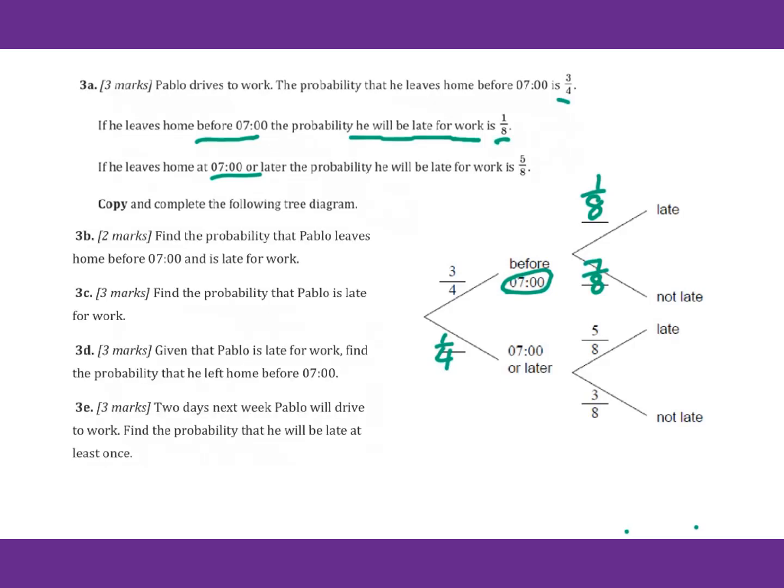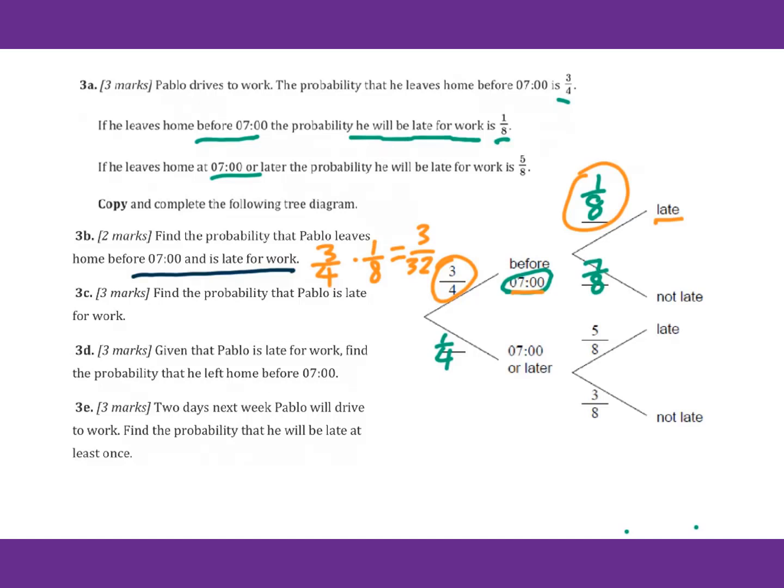Now let's go to 3B. Find the probability that Pablo leaves home before 7 o'clock and is late for work. Before 7 o'clock and late for work. Therefore, these two probabilities multiply, so you have 3/4 times 1/8. You will get 3/32.